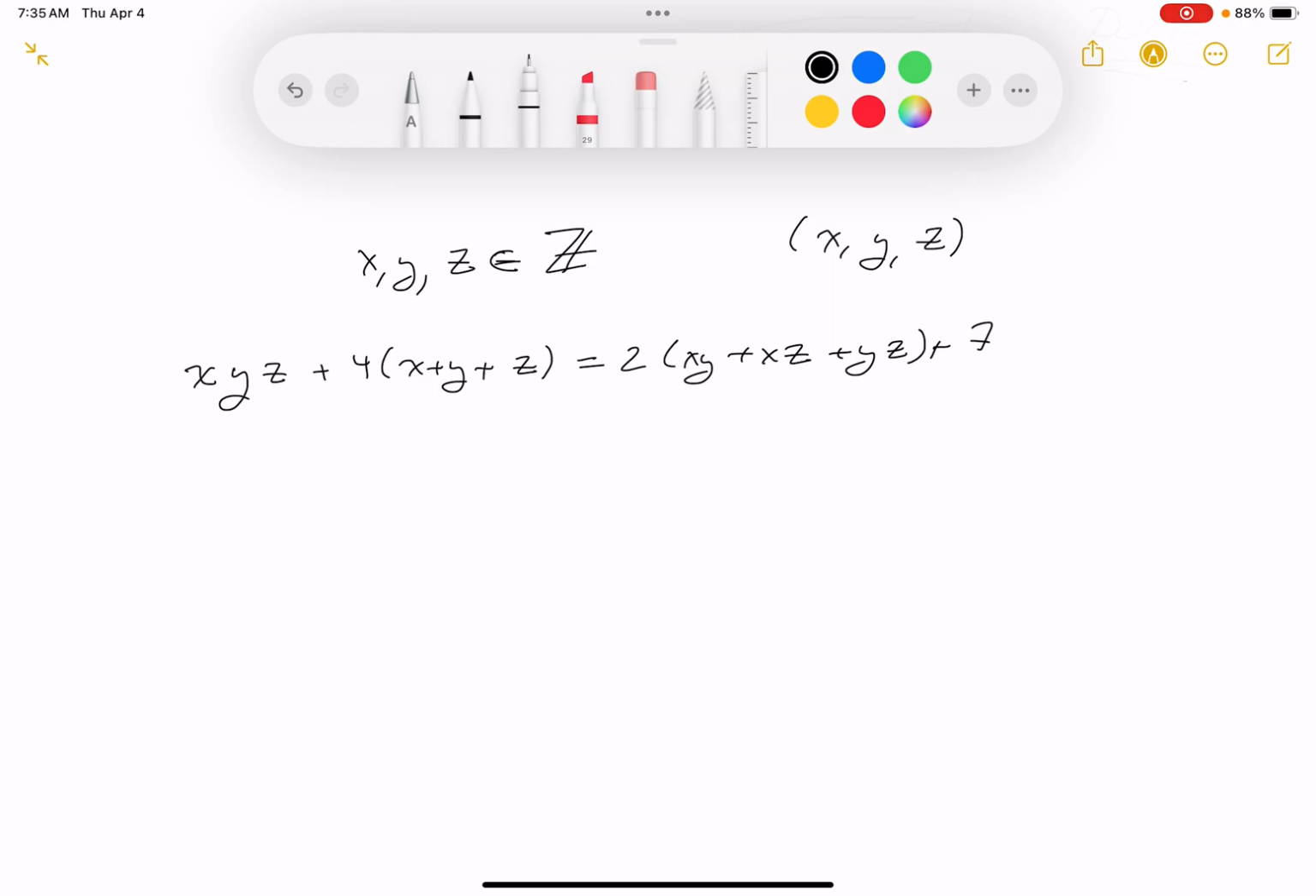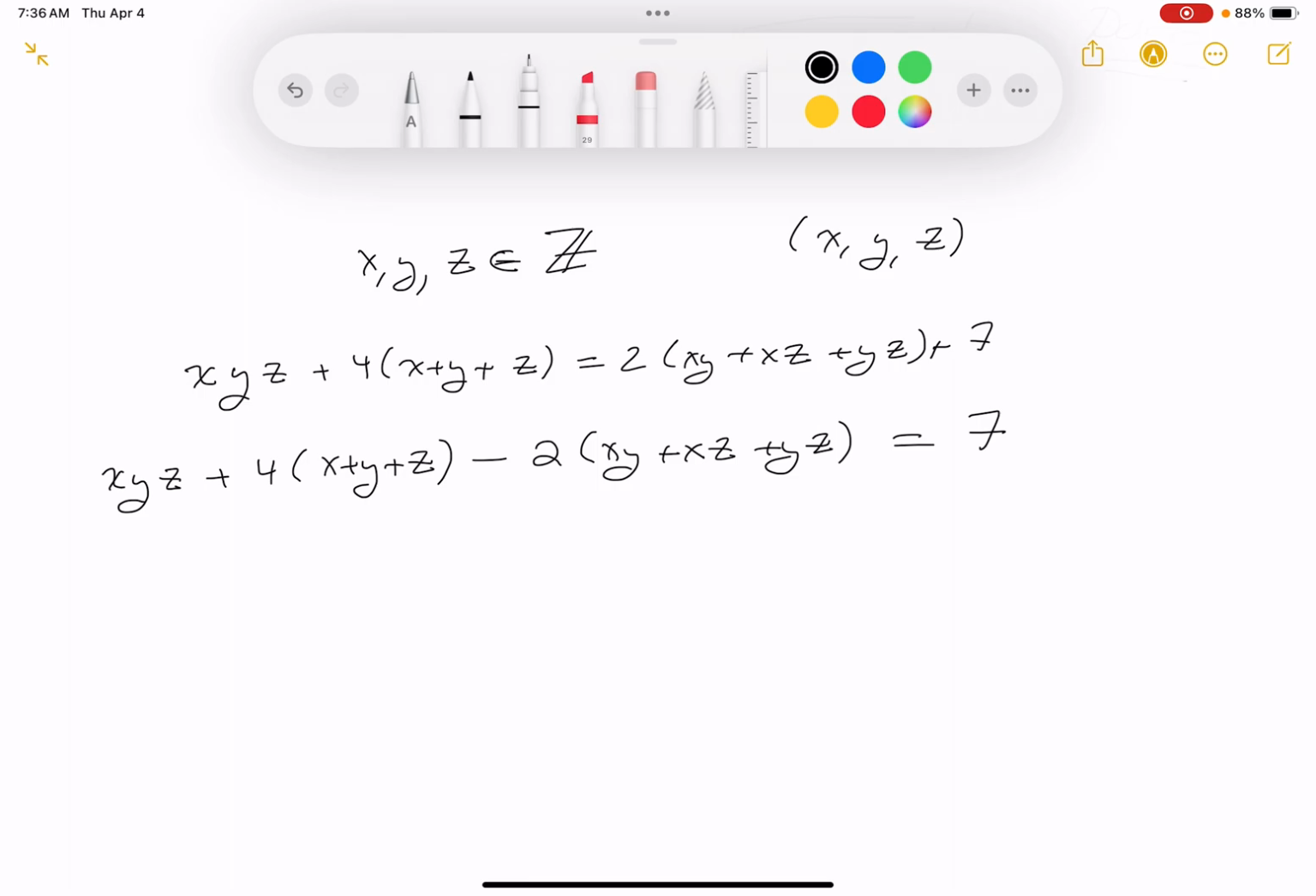Now granted, my first impression about this is that I would like to get the variables on one side, the constant term on the other side. So write this down: xyz plus 4 times x plus y plus z minus 2 times xy plus xz plus yz, and that would equal the number 7. Now my next goal over here, believe it or not, is to try to factor the thing, and it looks somewhat like it might be factorable.